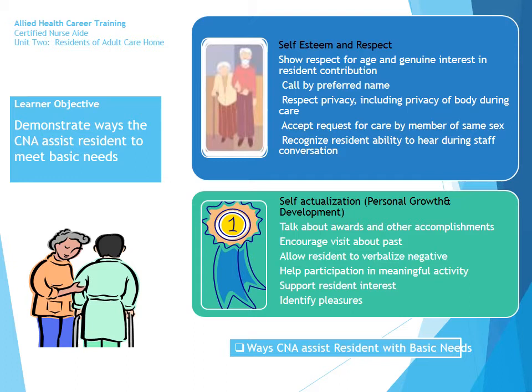You want to accept requests for care by a member of the same sex. A lot of people will not want someone of the opposite gender taking care of them, and absolutely respect that. That can be kind of difficult sometimes if you have people that don't want somebody of the opposite sex taking care of them, but there's not very many staff members available that can do that. So you might have to think about trading assignments with somebody or working with your team members just to figure out what you can do to take care of that resident.